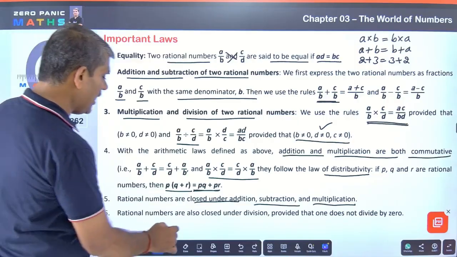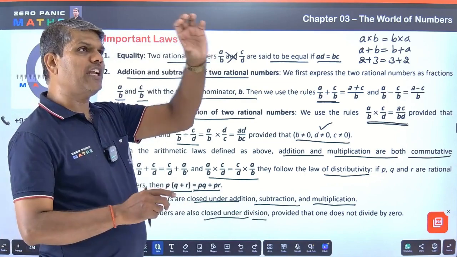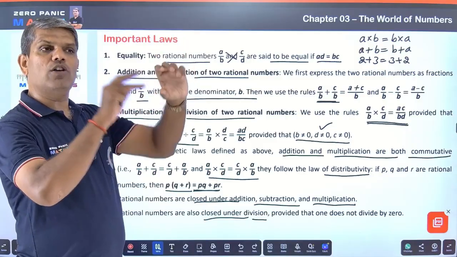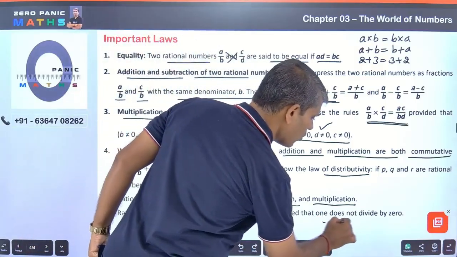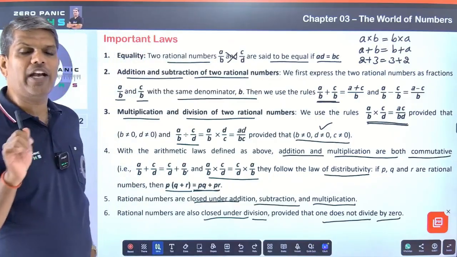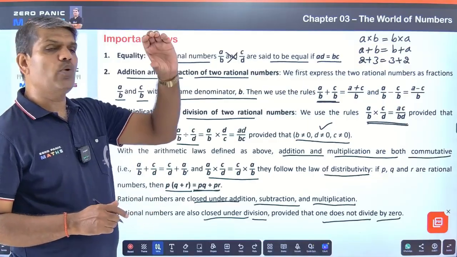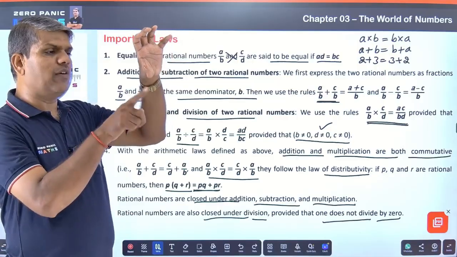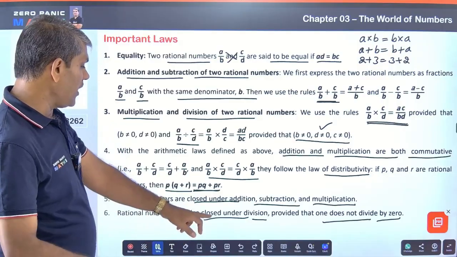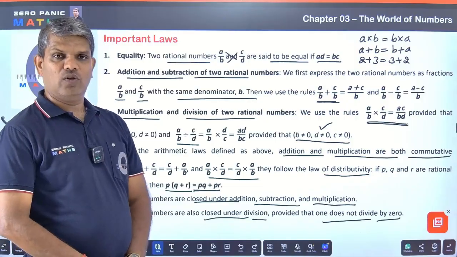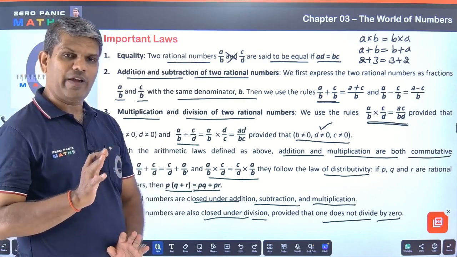Now finally, they are saying it is closed under division also. When you divide one rational number by another rational number, it also gives you one more rational number, but with one specific condition, provided that one does not divide by 0. You should not divide by 0, because 0 is also a rational number, and you cannot take one rational number and divide it by 0. That condition does not apply. Otherwise, even division is closed. So the closure law for division also applies for rational numbers. You got my point?